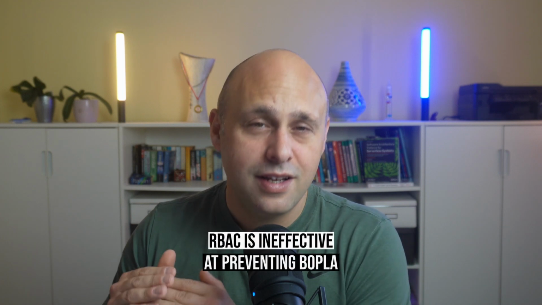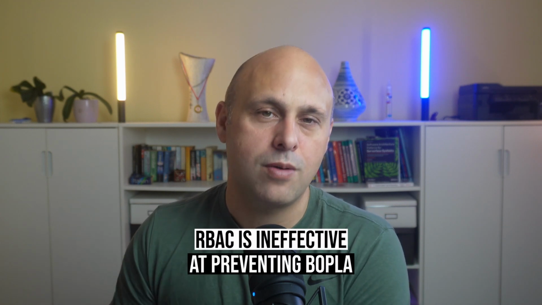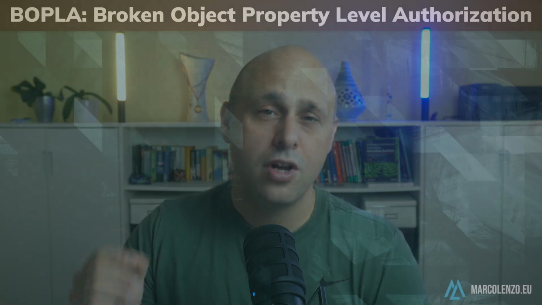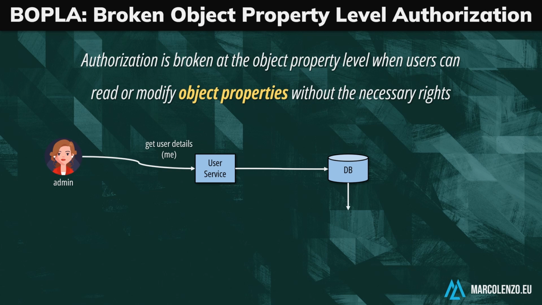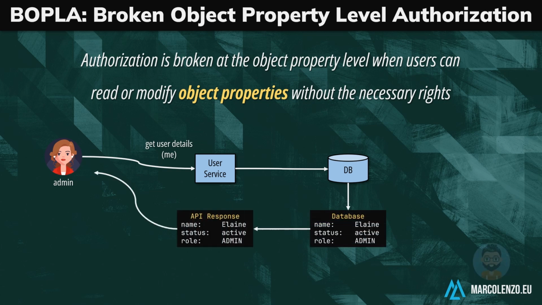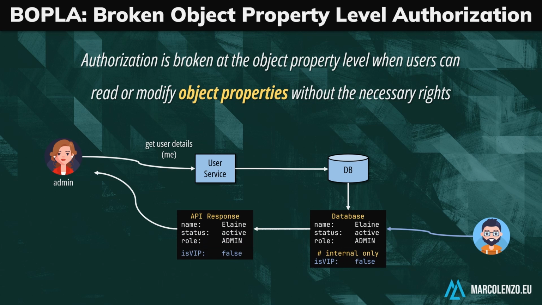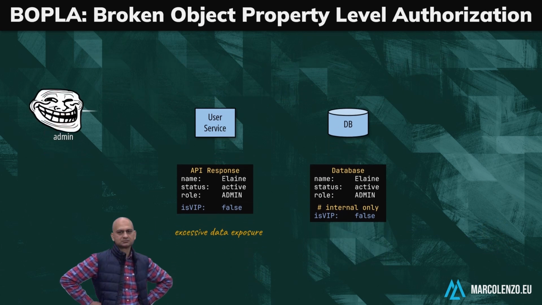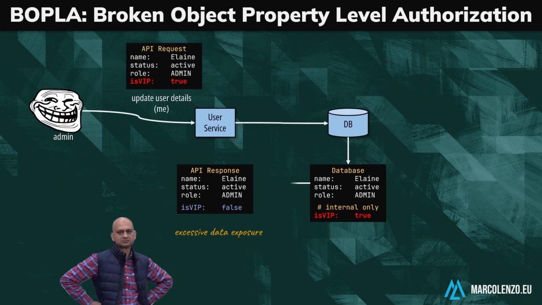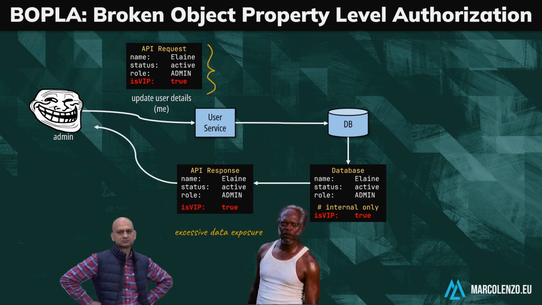Similarly, RBAC is ineffective against broken object property level authorization, where users can read or modify object properties without the necessary rights. Imagine we have an API that's pulling data straight from a database table. If we add a sensitive property after releasing the API, it will be exposed as is to the end user. If we also have an endpoint that allows the user to update the entire object at once, we can mistakenly give her the ability of modifying this property as well.